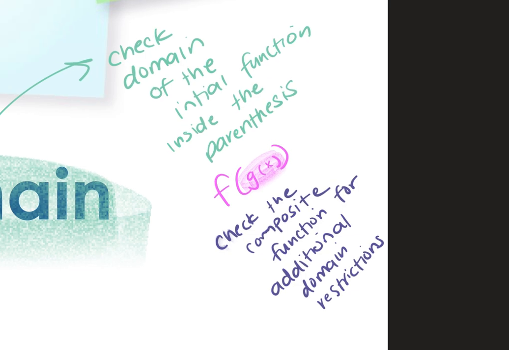So if it asked me to find the domain restrictions of f of g of x, I would have to check g of x first, see if there's anything restricted there. Then I would take the g of x, plug it into the f of x, and check the updated one to see if there's any domain restrictions there. If it was g of f of x, I'd have to check f of x for a domain restriction and then check my composite function, the f of g of x.